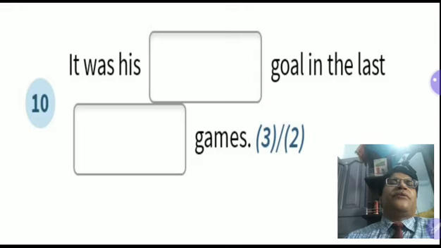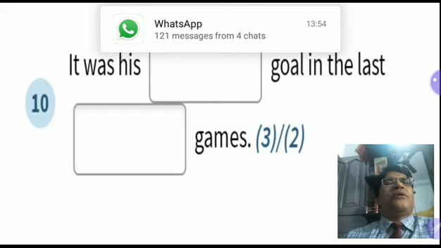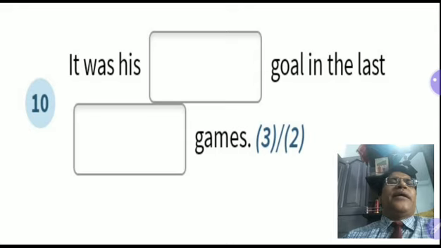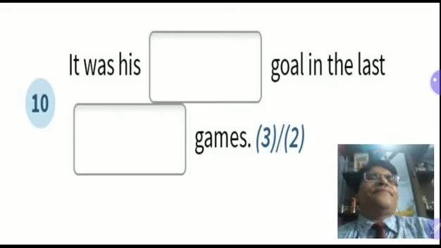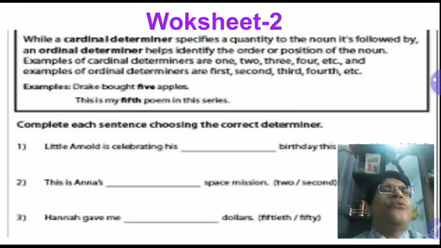Ordinal means serial number: first, second, third, fourth in this manner, and 1, 2, 3 is cardinal number. In this 10th question, you have to use both ordinal and cardinal. Ordinal means first, second, third, fourth, and cardinal means 1, 2, 3, 4. So it was his third goal in the last 2 games. This is how you have to do it.